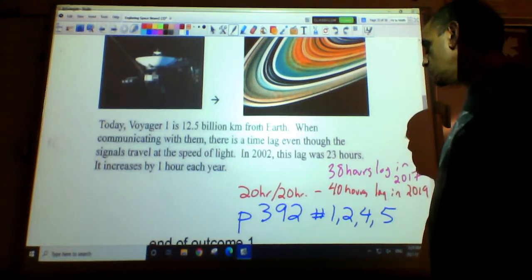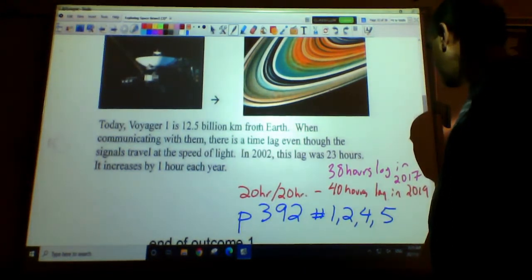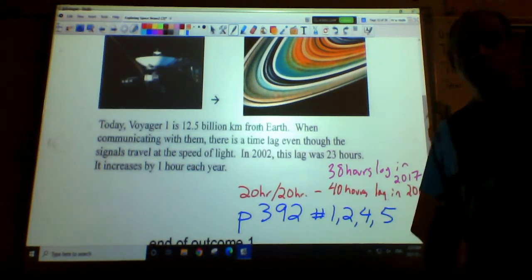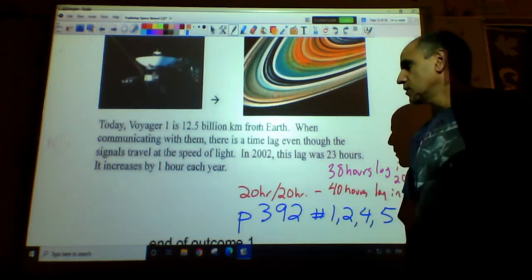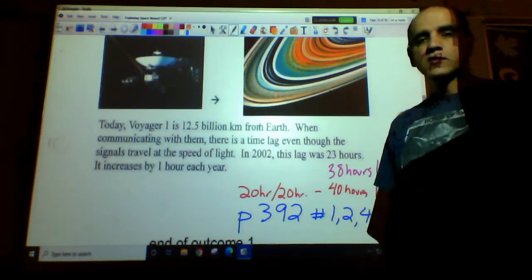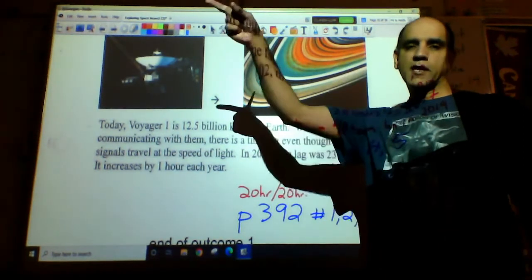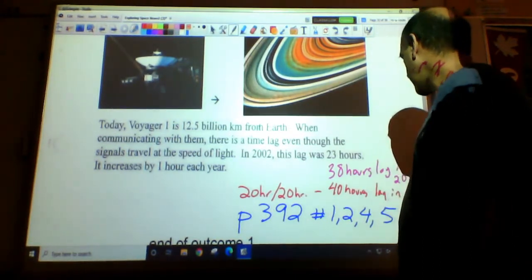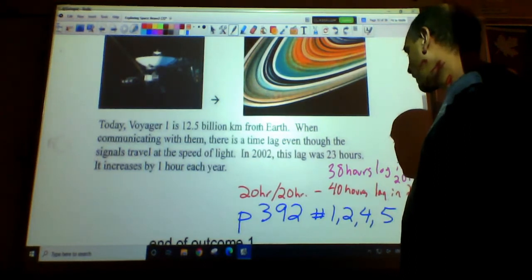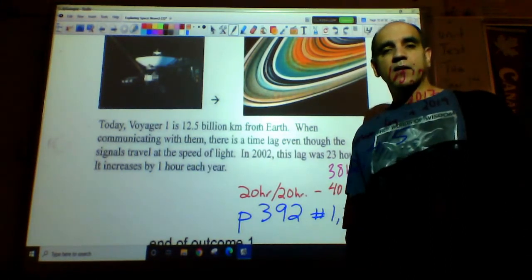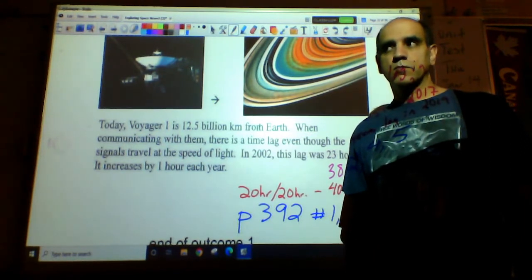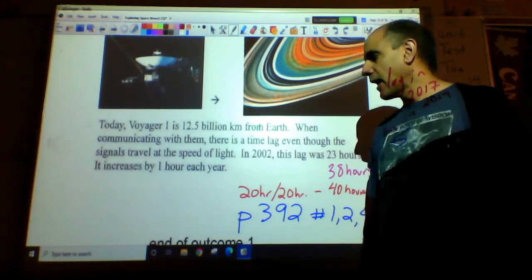And those digital pictures with the lag takes about, now it's 2021, it'd probably take about 44 hours for those pictures to come back to us. So there you go. You send a message, turn on, take picture, click. That takes about 24 hours to get there, and then it sends it back. It takes another 22 hours to get back.